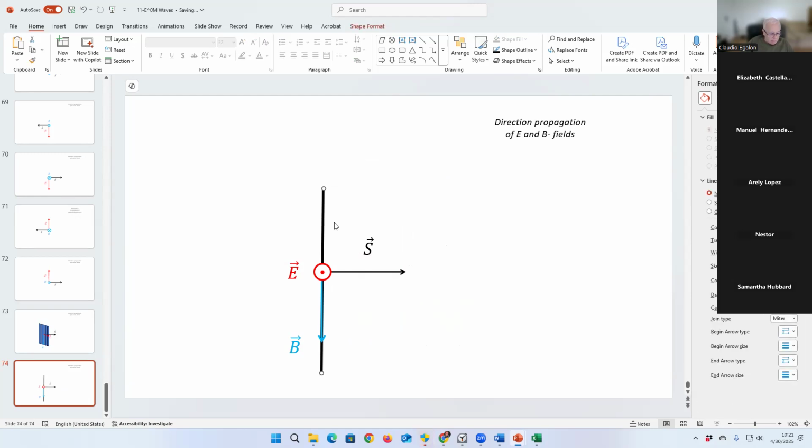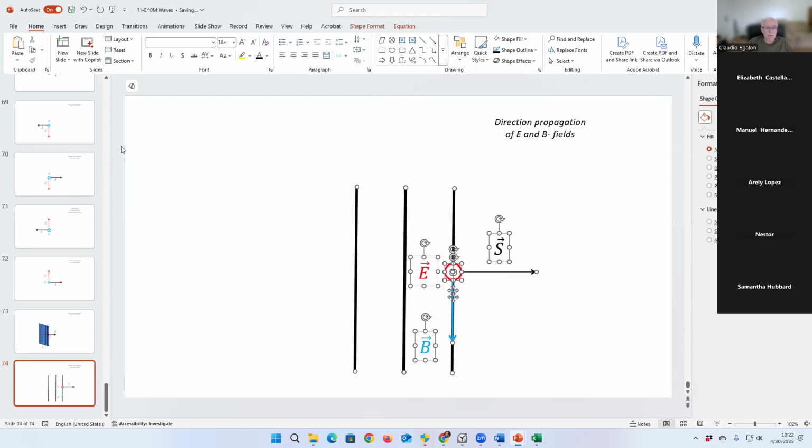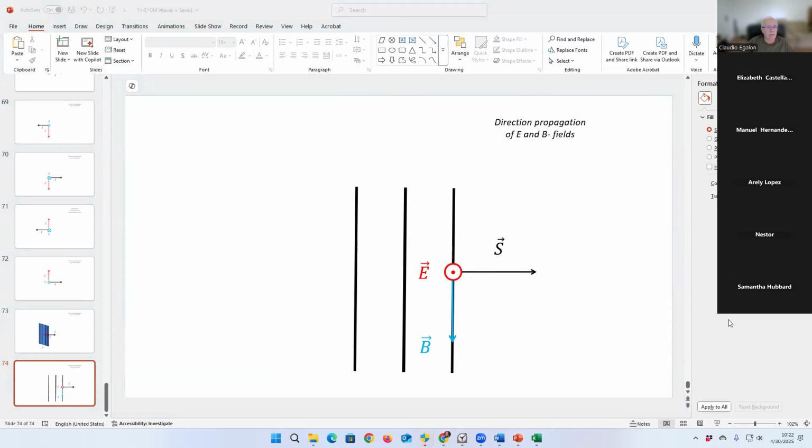We can depict several fronts of the wave. And the pointing vector is going to be the light ray. That's what we call the light ray. Okay? So instead of drawing all those vectors that you see here, we just represent the front of the wave that contains the electric and magnetic fields. Okay?